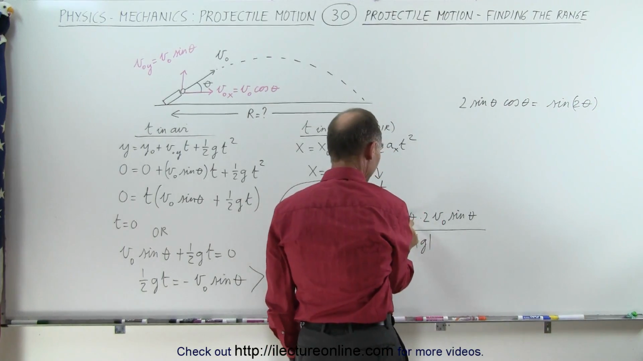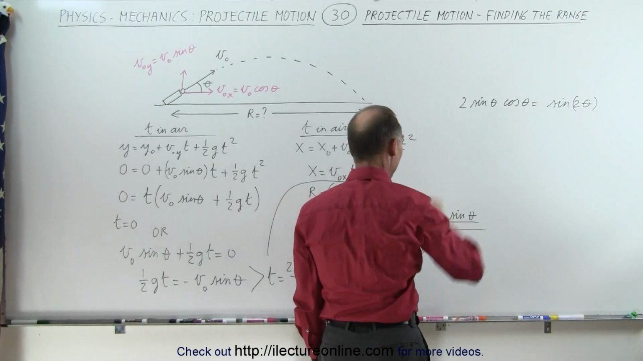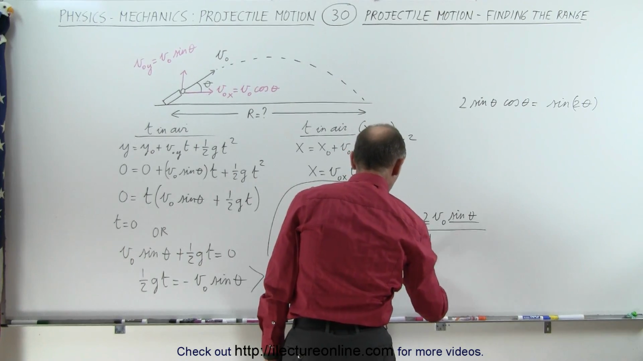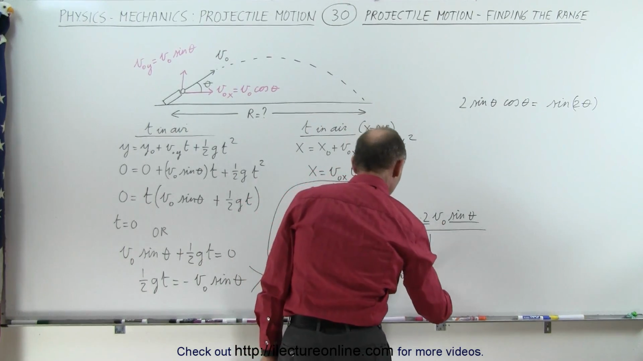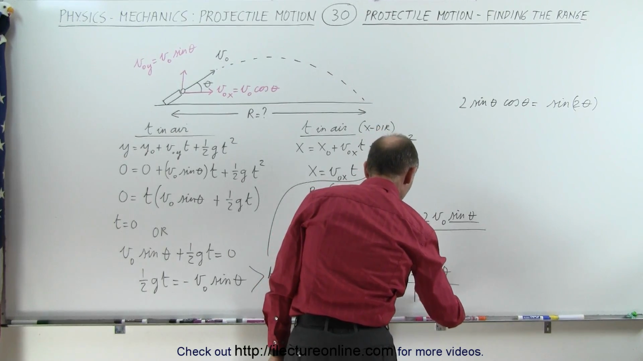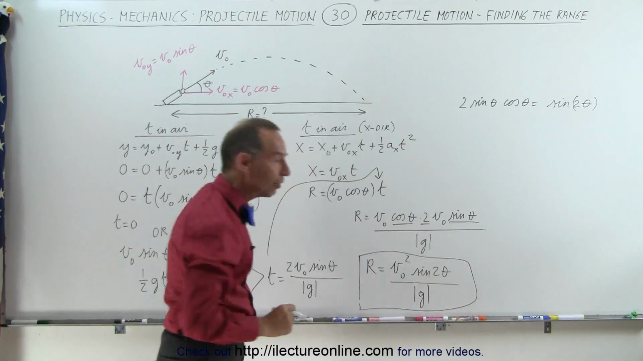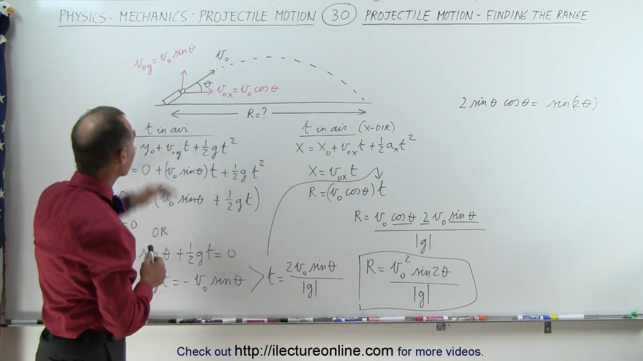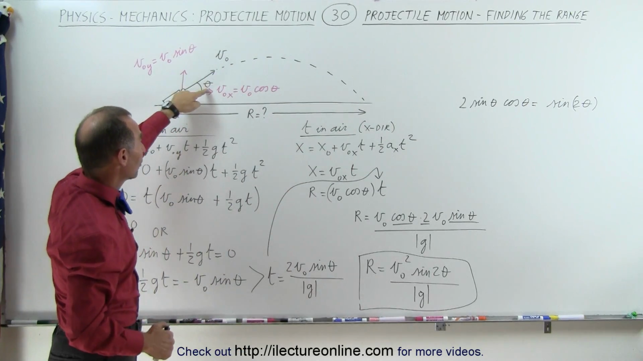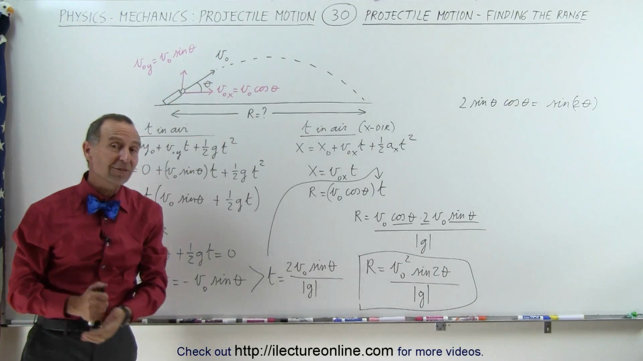So I can replace the cosine of theta, 2, and the sine of theta by that, and I can then say that the range is equal to v initial squared, because I have a v initial, times the sine of 2 theta, all divided by the absolute value of g, and that'll give us an equation that gives us the range for any projectile starting from the ground reaching a particular distance. Notice it's simply in terms of the angle theta and the initial velocity v sub naught. And that's how that's done.